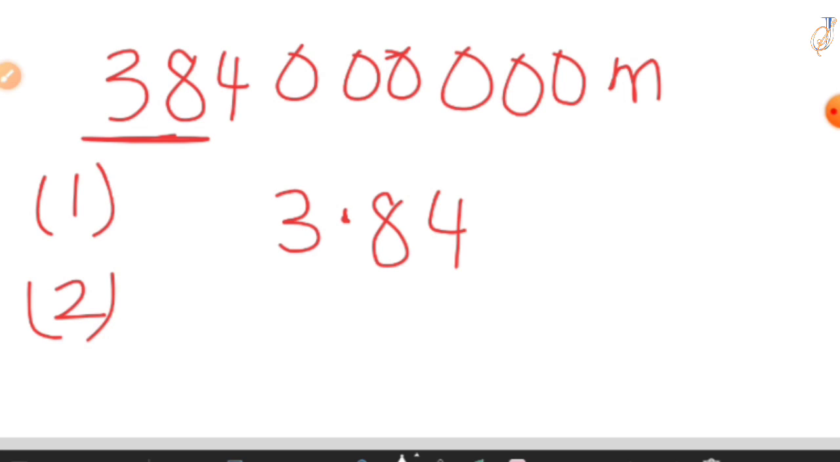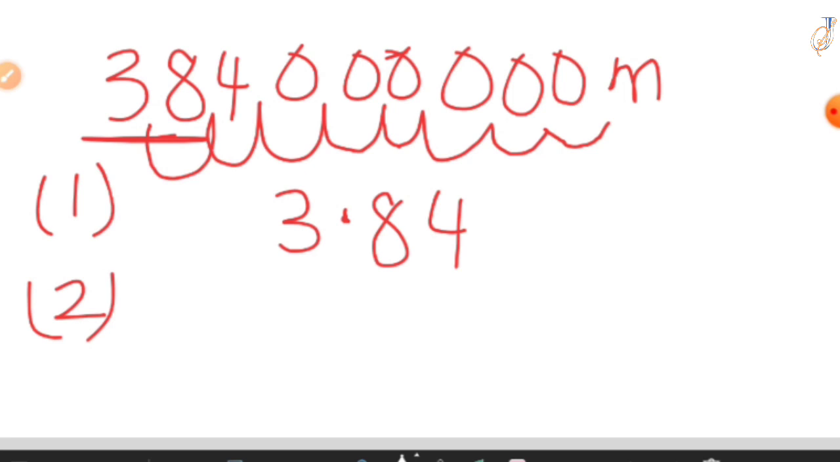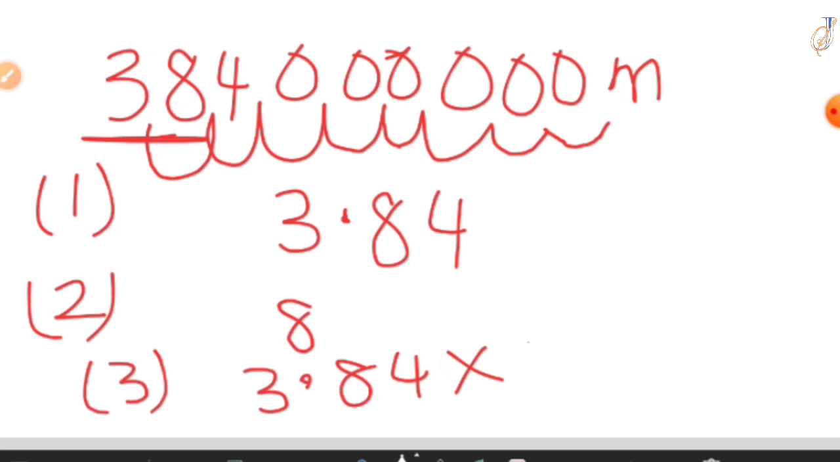Count the number of places you move the decimal. This will be your exponent. Count the decimals. So count the number of places. 1, 2, 3, 4, 5, 6, 7, 8. So your exponent will be 8. Step 3 is write the coefficient 3.84 multiplied by 10 raised to the power of exponent from step 2. Our exponent is 8. So it is 3.84 times 10 to the power of 8.